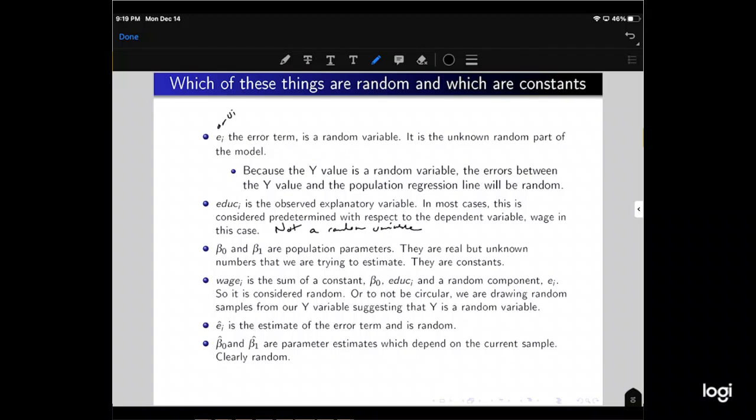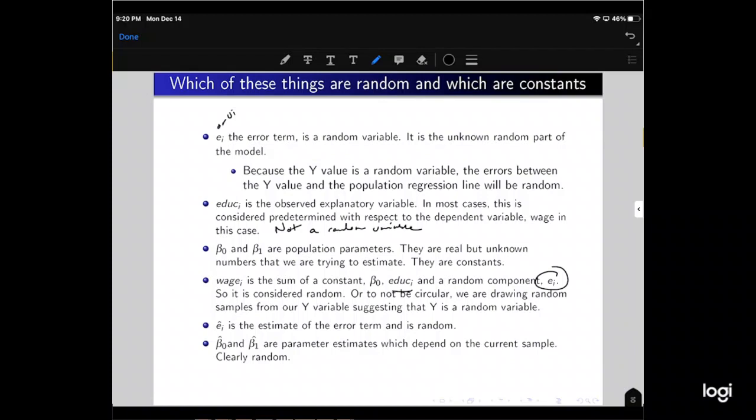This is a constant. Beta 0 and beta 1 are population parameters. They are real but unknown numbers that we are trying to estimate, so they are constants. They don't depend on the sample that we've drawn. So these are not random variables. They're constants. Wage is the dependent variable: the sum of a constant beta 0, education, which is predetermined, and then a random component, the error term. So it is considered a random variable.